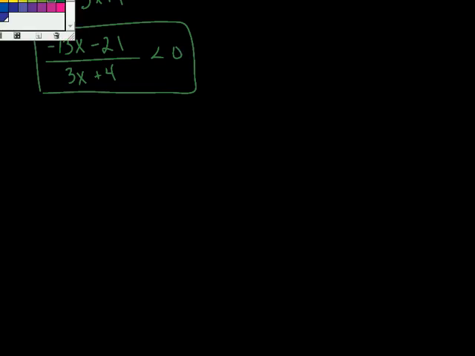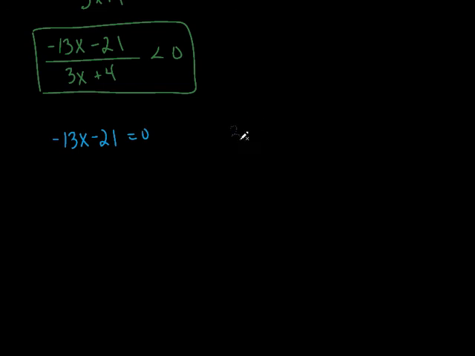Now what do we do? These two things are dividing, so we want to set them both equal to 0. That's right. So we set them both equal to 0. So negative 13x minus 21 equals 0. Then come over here, and 3x plus 4 equals 0. And now you just solve for x. It's not that big of a deal. Negative 13x equals positive 21. Divide by negative 13. There's x right there. Let's write it real nice and pretty. Negative 21 over 13. So that's one solution for x.